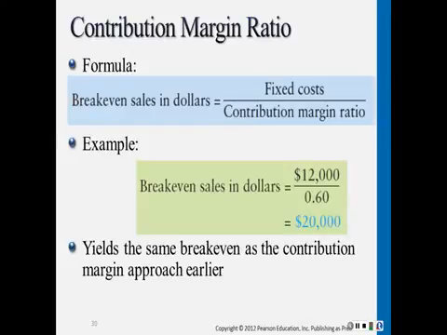Why does the contribution margin ratio formula work? Each dollar of Greg's sales contributes 60 cents to fixed costs and profit. To break even, Greg's must generate enough contribution margin at the rate of 60% of sales to cover the $12,000 fixed costs. $12,000 divided by 60 cents equals $20,000.